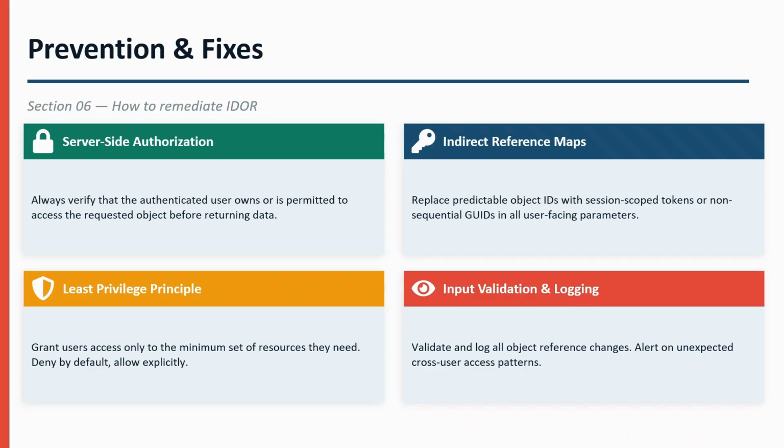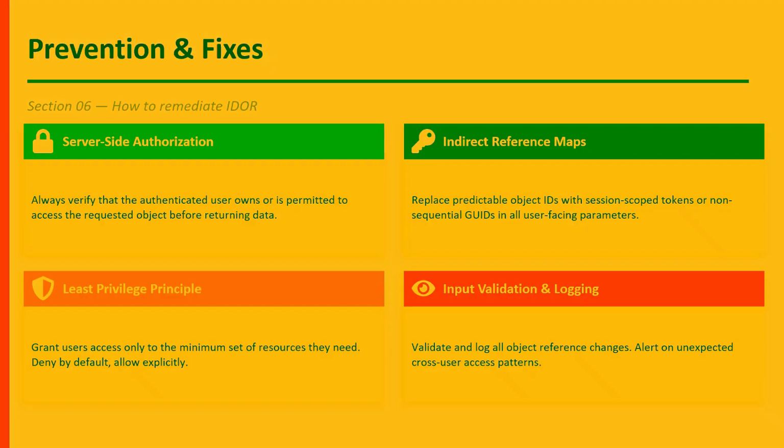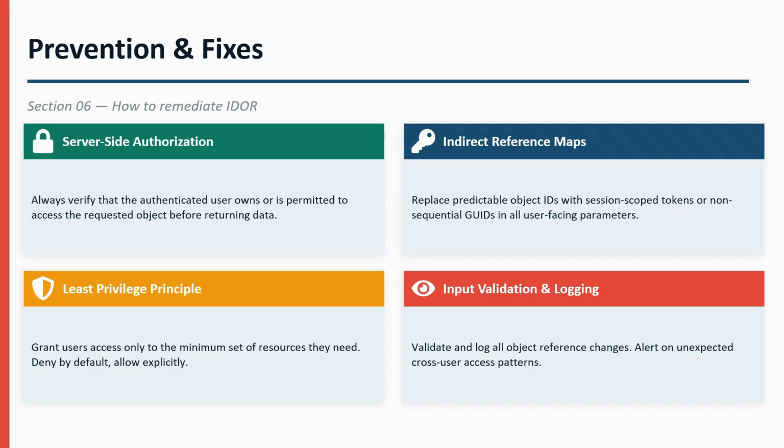Second, use an indirect reference map. Instead of exposing raw database IDs in URLs or API responses, map them to session-scoped tokens or non-sequential GUIDs. This way, even if an attacker tries to guess the IDs, they cannot correlate them to real records.